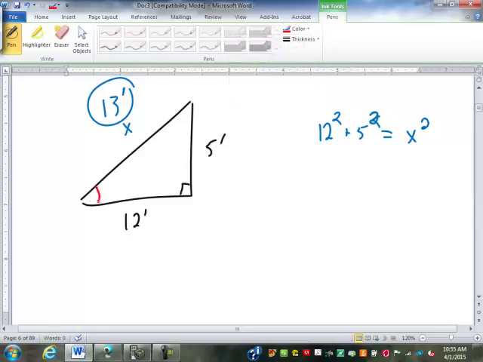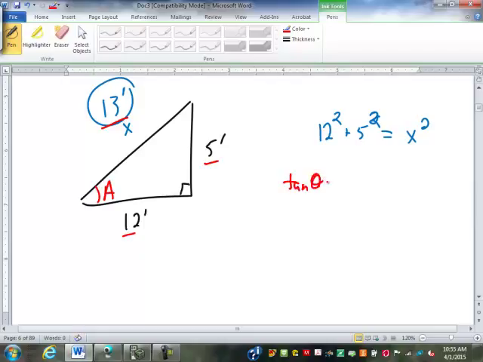Now I need to find one of the angles. I'm going to call this angle A here. I could use the 13. That would allow me to use sine or cosine, but I don't want to because we calculated that, and I don't trust us not to have screwed it up. So we want to use what was given, the 5 and the 12, which are both legs, which means we're using tangent.